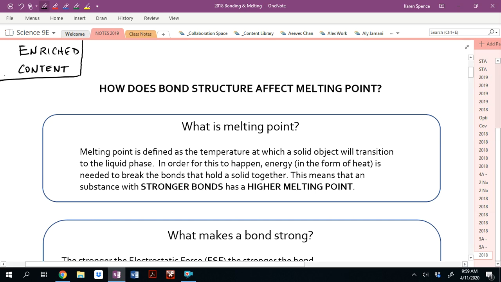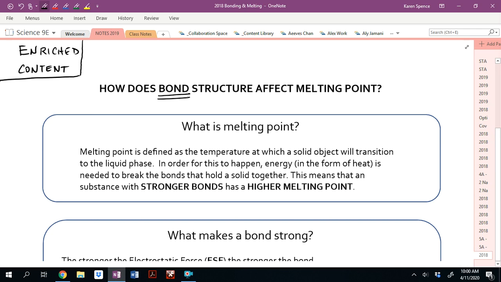We are going to be looking today at how bond structure affects melting point. If you want your own copy of this document to write on, it's currently in the Schoology files, but I will also post it on Teams as soon as I've finished making this video, in the enriched content section.